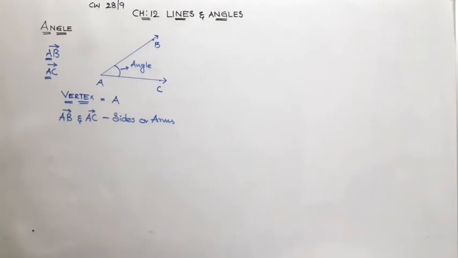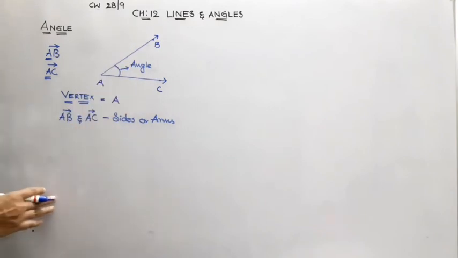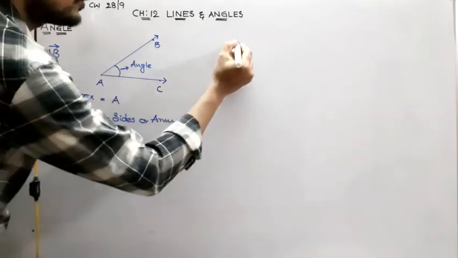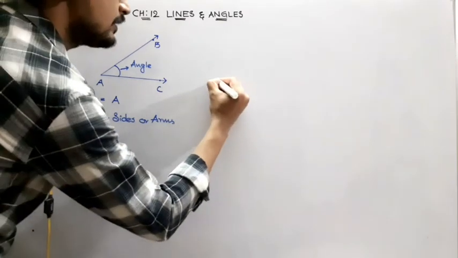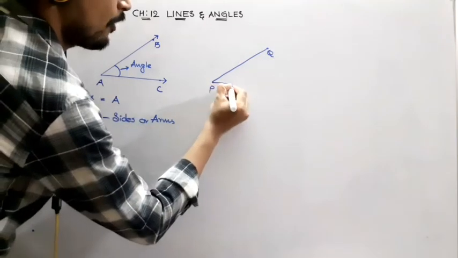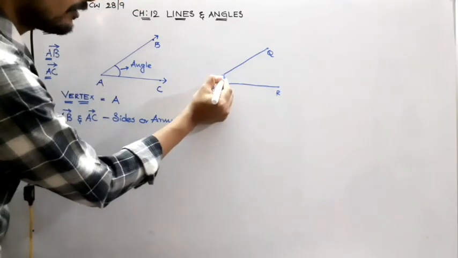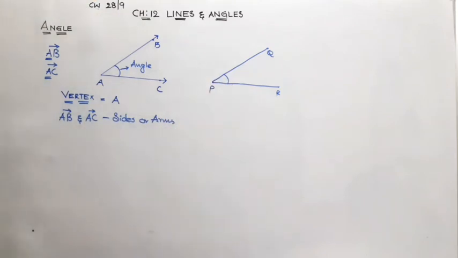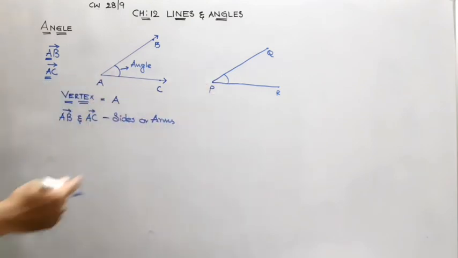Now, I have a question. Here we formed this angle using two rays. Can we say that we should not use line segments to form an angle? Even that is also correct, children. If I take a point P, and from this I draw a line segment PQ, and from the same point P I draw another line segment PR, if you observe, it also forms an angle. So, not only with rays, even with line segments we can form an angle.